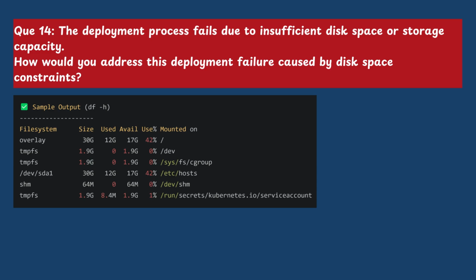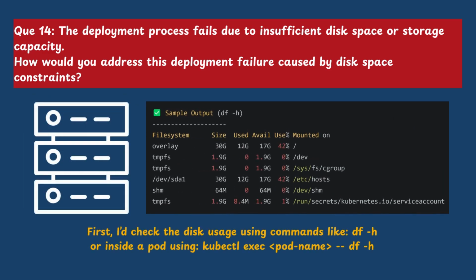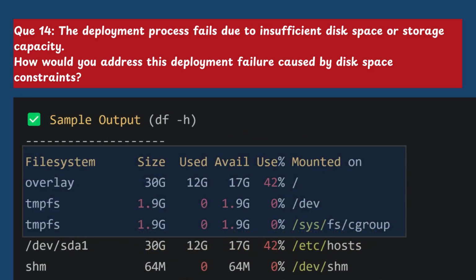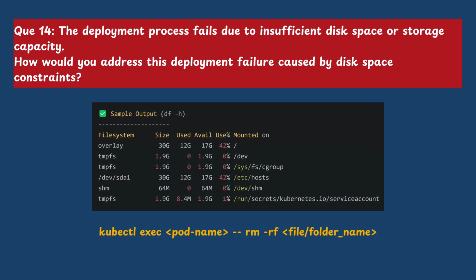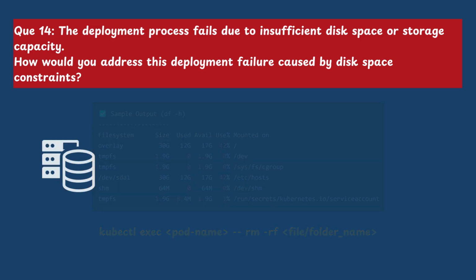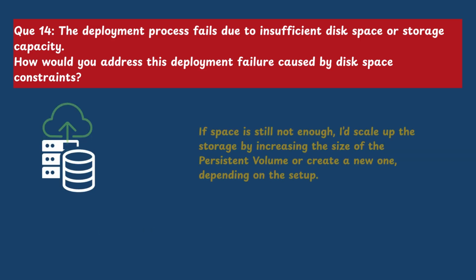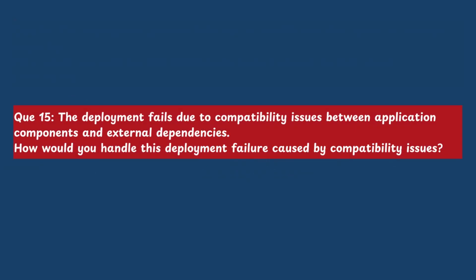First, I would check the disk usage using commands like df -h or inside a pod using kubectl exec pod-name -- df -h. Then, I would look for large logs or temporary files and clean them up with something like kubectl exec pod-name -- rm -rf file or folder name. If space is still not enough, I would scale up the storage by increasing the size of the persistent volume or create a new one depending on the setup. Moving on with our next question.